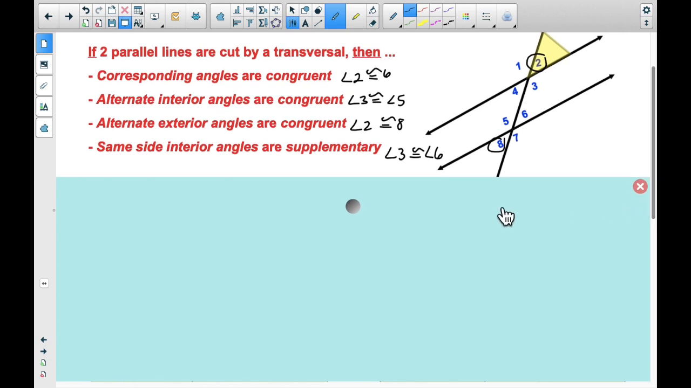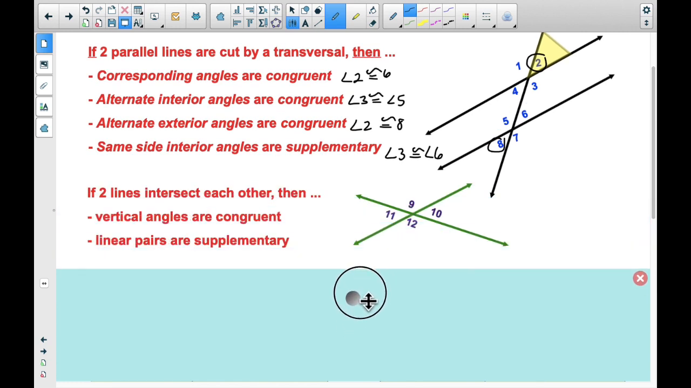So the next part that we want to talk about is, up here we had 3 lines, a parallel set and then this transversal. But we also have some information when we just have 2 lines. So this is 3 lines, this is 2 lines. We would have vertical angles and they are congruent. Vertical angles are the ones that are across from each other. So maybe angle 11 and angle 10. And those are congruent, so I should have put a congruent sign in there.